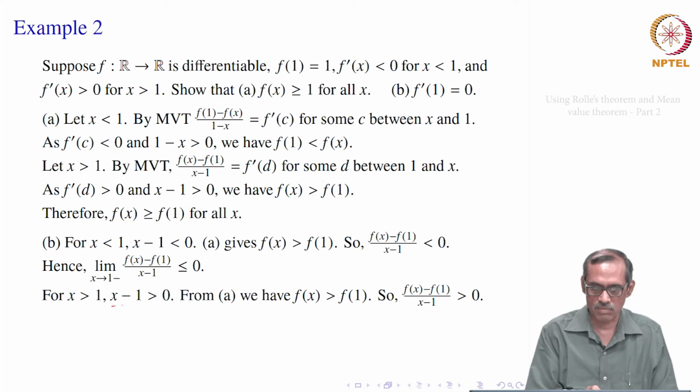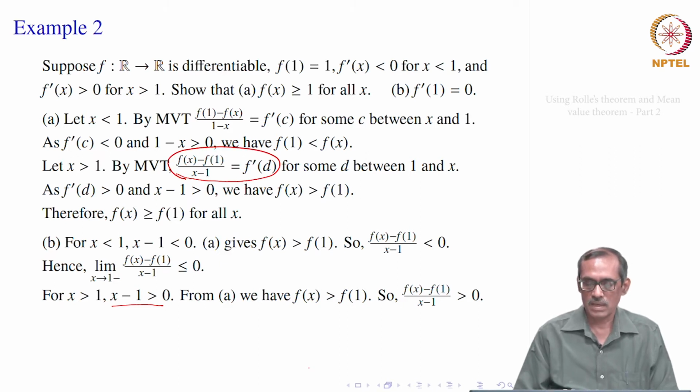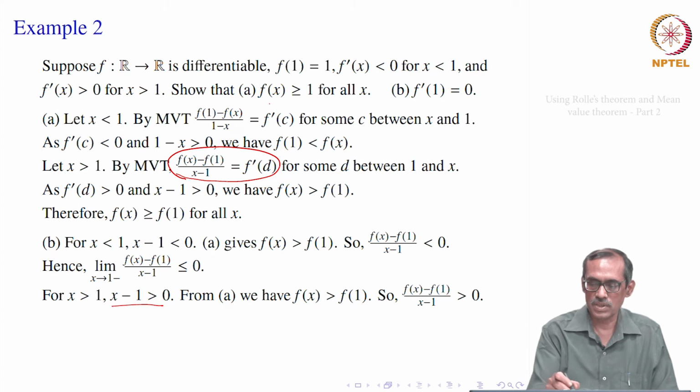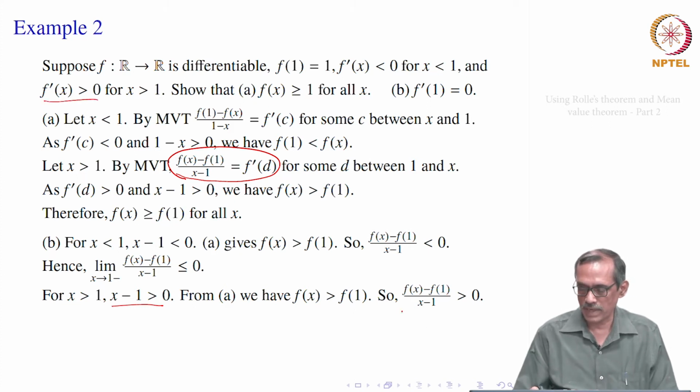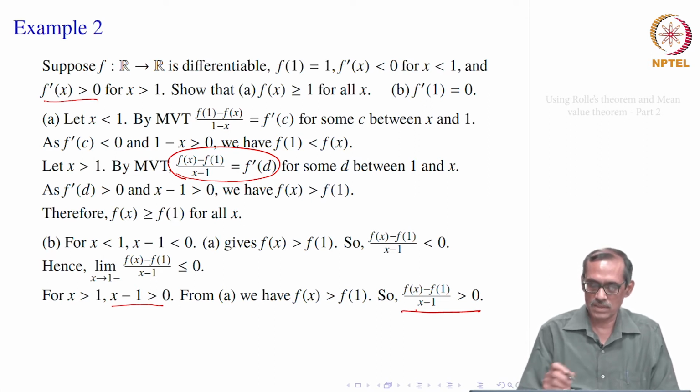Now, if you take x bigger than 1, a similar thing will happen. If you take x bigger than 1, then again we have seen that f x minus f of 1 divided by x minus 1 is f prime d, which is given to be positive. So, f x minus f of 1 by x minus 1 is again positive, or greater than 0, for x bigger than 1.